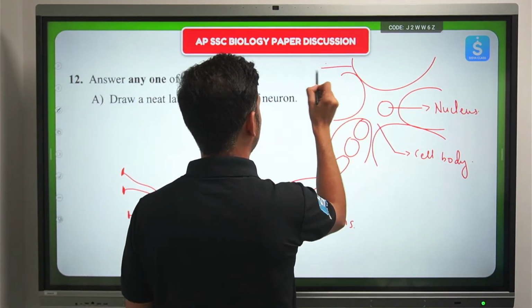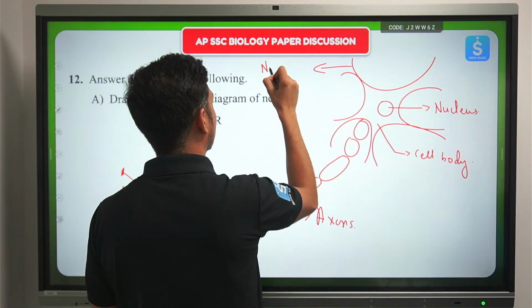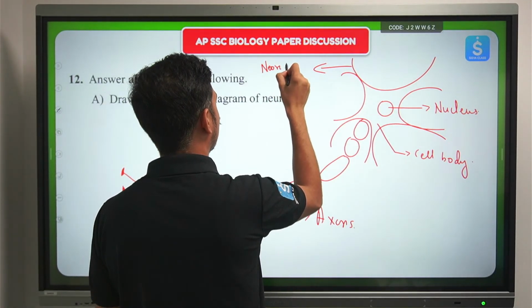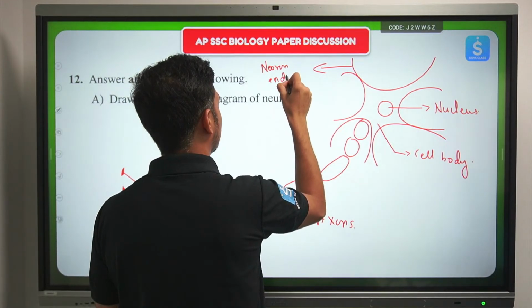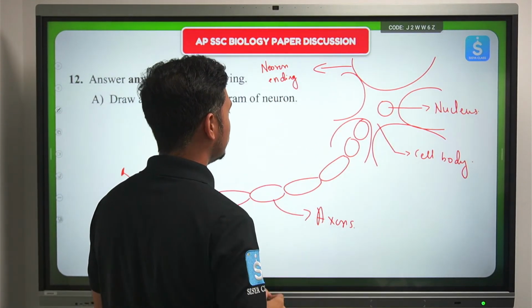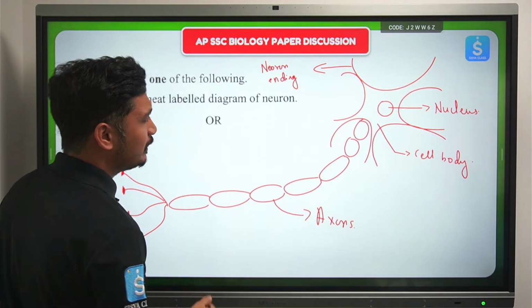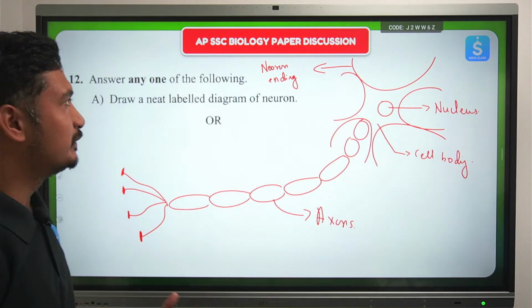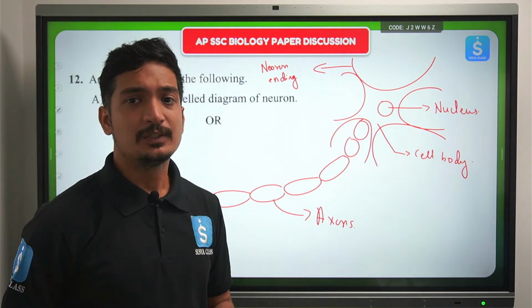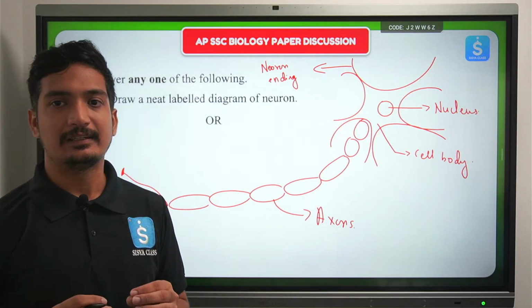These are the nerve endings, or neuron endings, we can say neuron endings. This is the place where synapse actually happens. Okay, and if you have written this much, then this will give you the entire scores. So this is how you can create a diagram for it.